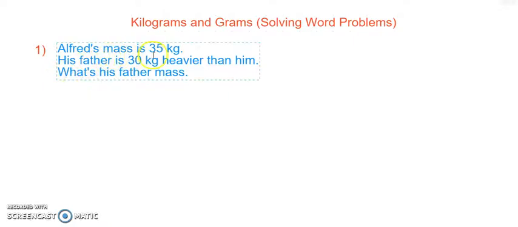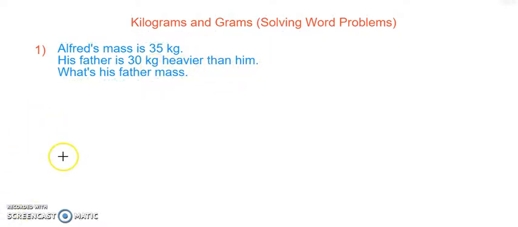Alfred's mass is 35 kilogram. His father is 30 kilogram heavier than him. What's his father's mass? Now, who is heavier, Alfred or his father? Okay, apparently his father is heavier than him because his father is 30 kilogram heavier than him.